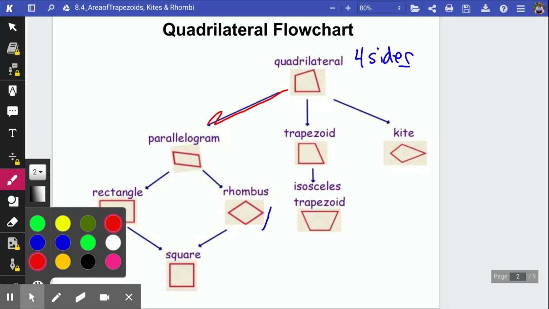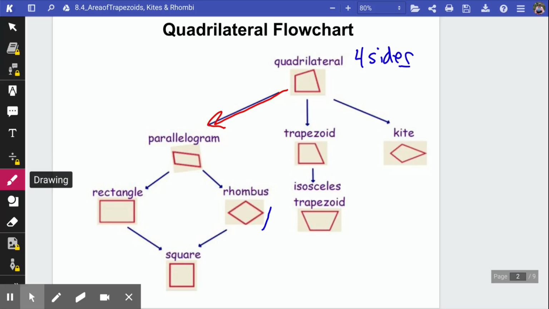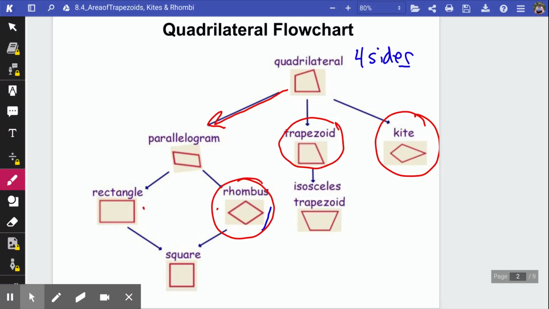So we talked about parallelograms, and parallelograms have opposite sides that are congruent and parallel. We talked about special parallelograms, your rectangle and your rhombus, and we are going to talk about the rhombus today. So one of the quadrilaterals that we're going to talk about is over here in the parallelogram family. And then we are also going to talk about trapezoids and kites. So trapezoids and kites are in their own separate family.